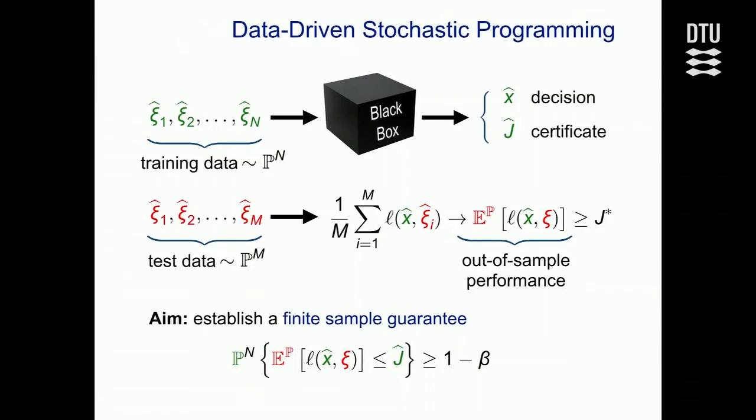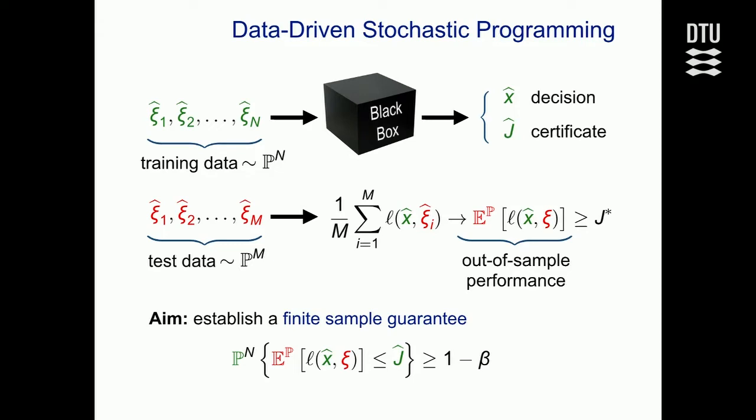Of course, our X hat was constructed as a feasible solution for the optimization problem. And therefore, the cost of that decision cannot be smaller than the optimal cost that you could achieve if you knew the distribution. So it's trivial that the out-of-sample performance is larger or equal to J star, the true optimal value of our problem that we don't know. That's a lower bound on the out-of-sample performance. But this is trivial, and it's not very informative. It doesn't say much, right? You're not really concerned about your costs being too low. The thing you're worried about is your costs being too high.